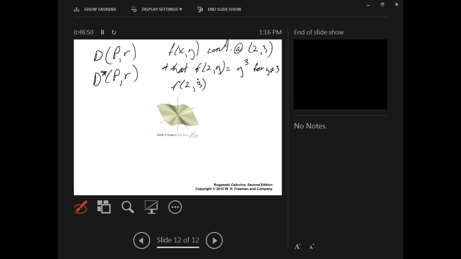Number 3, suppose that q of x, y is a function such that 1 over q of x, y is continuous for all x, y.